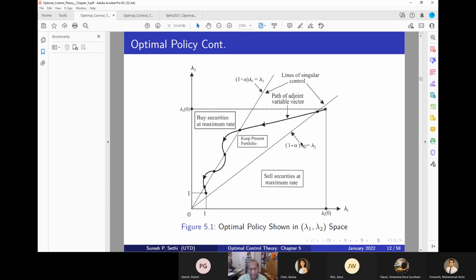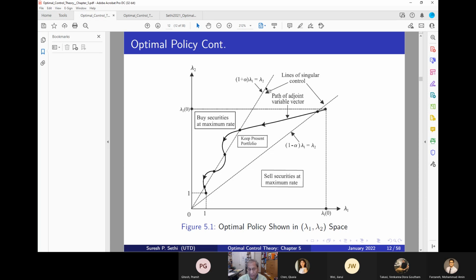What is given to us? Given to us is the interest rate R1t and R2t. The trajectory of interest rate is given to us. This is a deterministic problem. Don't ask me how we get it, but that's how we have it. So given that, we can compute lambda 1, lambda 2, and we can write these two equations.